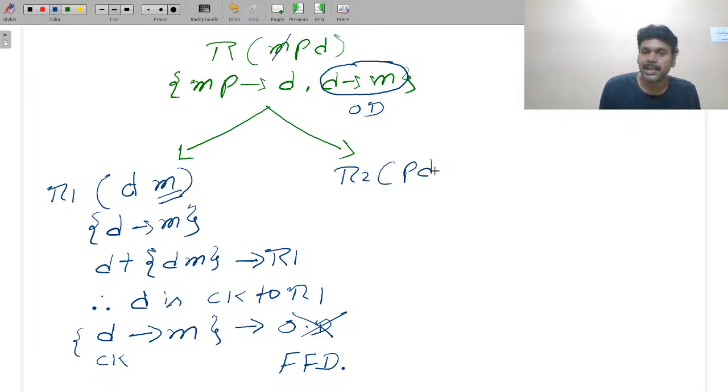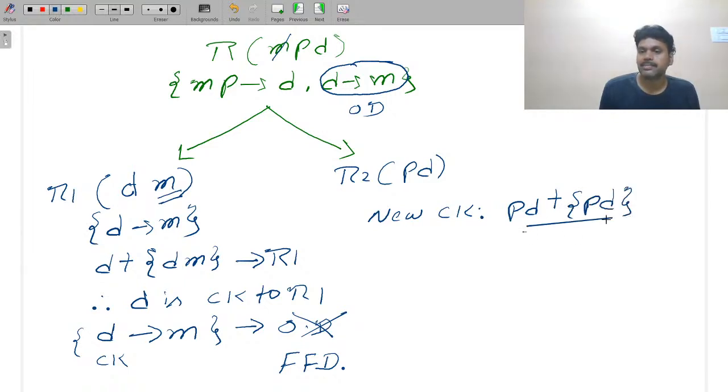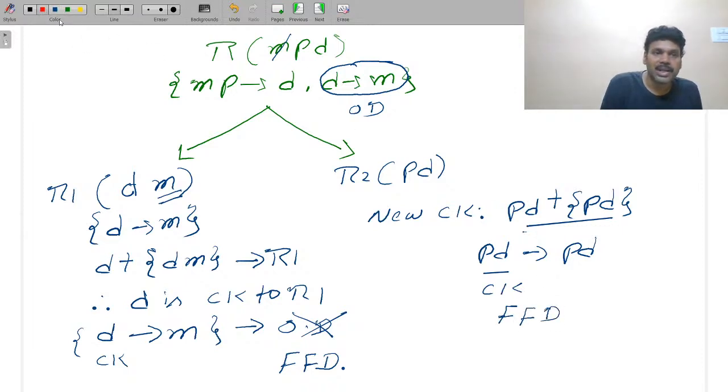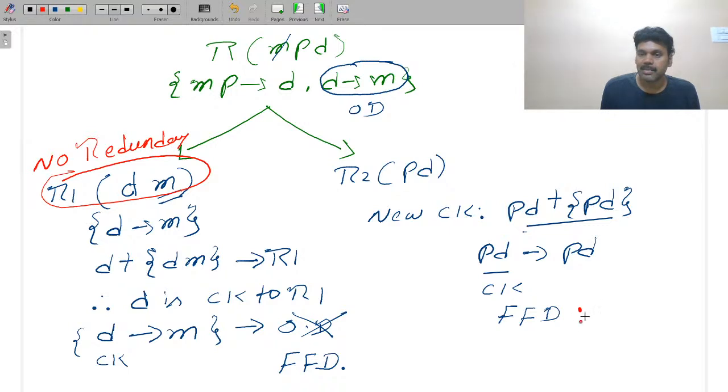R2 is PD. So your new candidate key in this is PD, because by finding PD closure, you will get PD. So, PD implies PD, and as this is a candidate key, this is a fully functional dependency. So what do we understand? Here in this R1, we will find no duplicates. I will also give data, don't worry. And as this is an FFD, we will understand no duplicates. Why are there no duplicates?